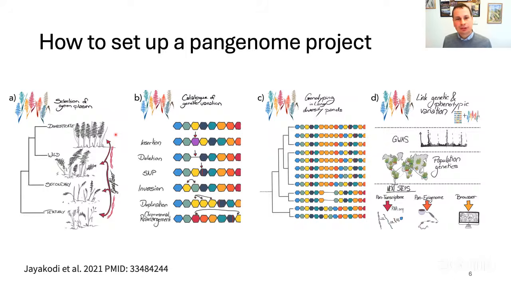We then construct genome assemblies to obtain a catalog of genetic variation. So a pangenome that tells us about single nucleotide polymorphisms, insertions and deletions, but also larger structural variants like chromosomal inversions, duplications, and rearrangements between chromosomes.